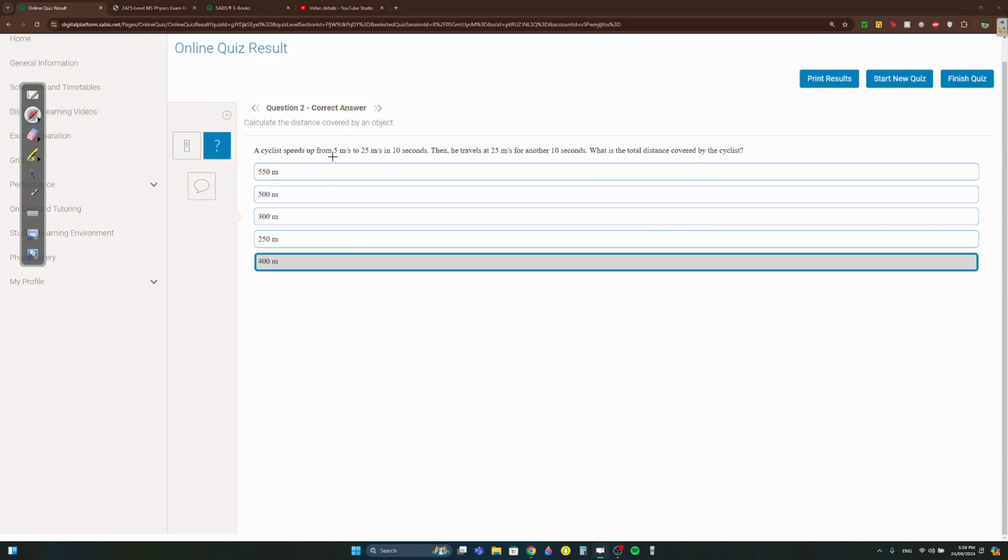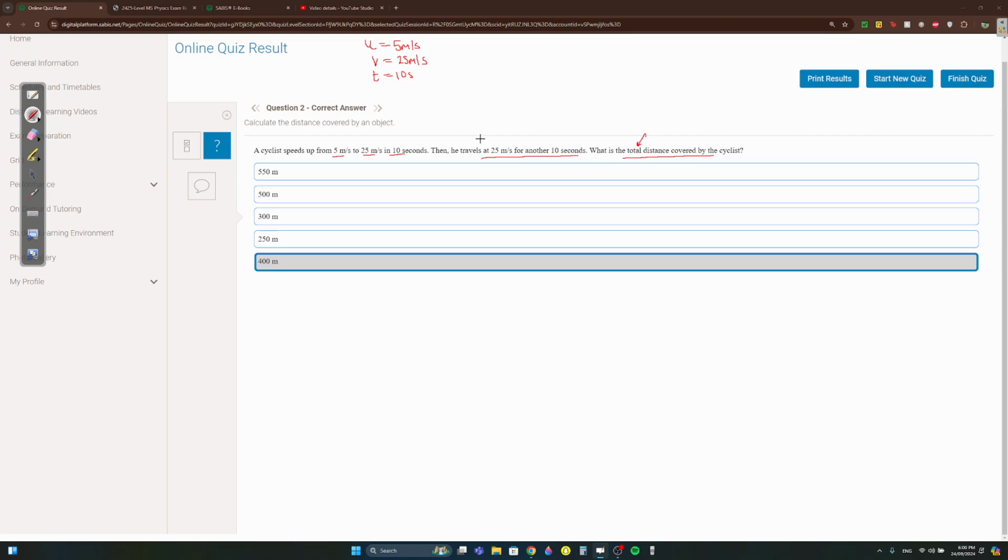Question 2. Okay, you have a cyclist who speeds up from 5 to 25 in 10 seconds. So quickly, let's write this. u equals 5 meters per second since he started at 5, and the final velocity is 25 meters per second. This is the first thing you write. Since the velocity is changing, since he's accelerating, you write these. And time is 10 seconds. This is for the first phase. Then they said he travels at 25 for another 10 seconds. What is the total distance?